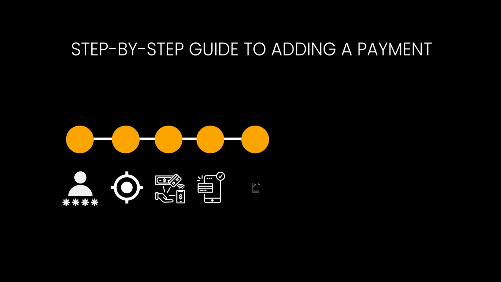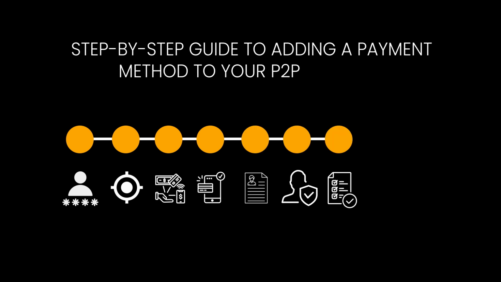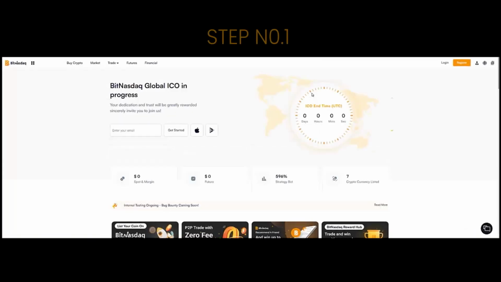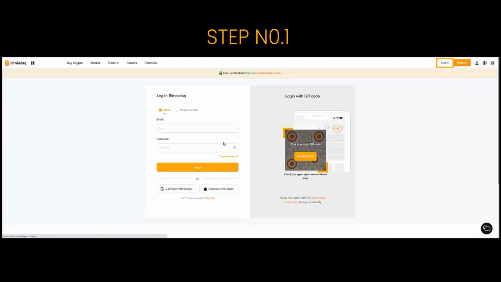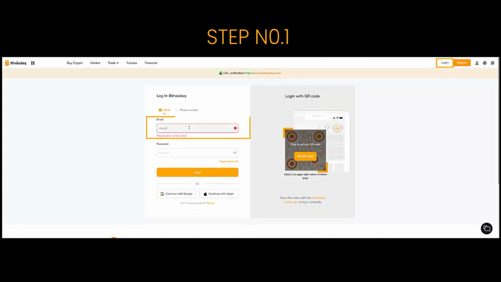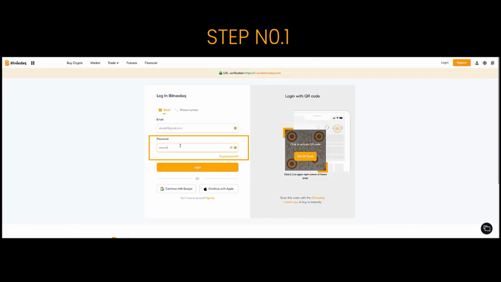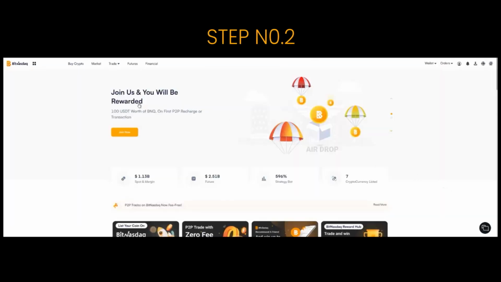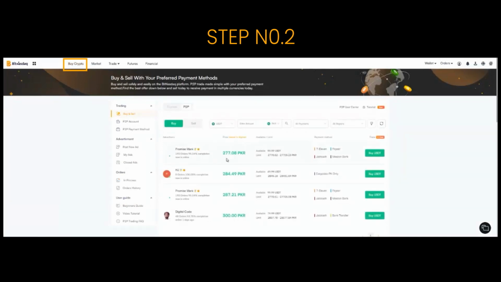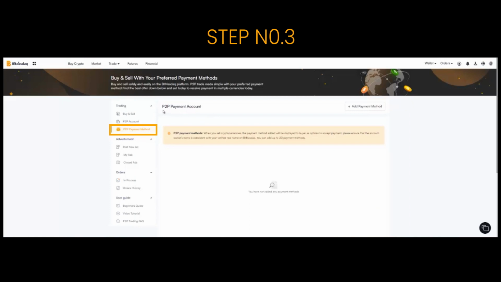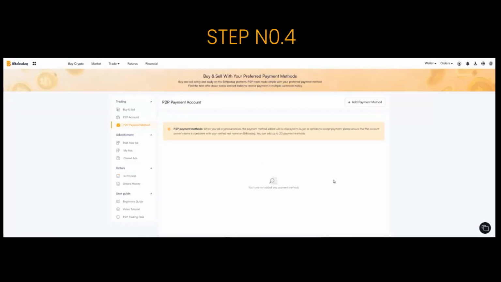Introducing the step-by-step guide to adding a payment method to your P2P account on the BitNasdaq platform. Step 1. Log in to your BitNasdaq account. Step 2. Access the P2P Trading platform. Step 3. Go to the Payment Methods section. Step 4. Choose a payment method.